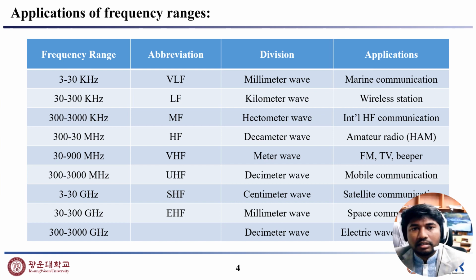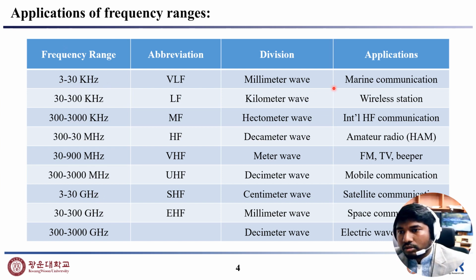Secondly, the application frequency range. Here you can see the frequency range, and here the application. The application-dependent frequency range is tabulated here, so this is very clear. The range from 3 kilohertz to 3000 gigahertz is tabulated here.